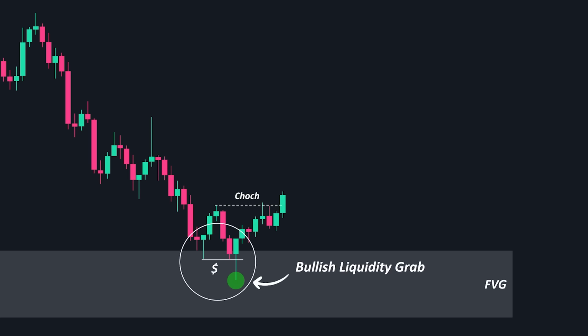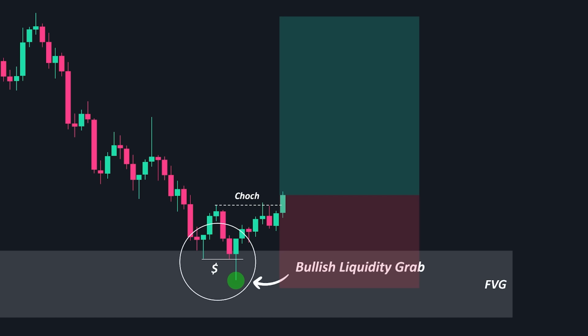Now let's open the trade. You can place your stop loss below the low of the liquidity grab, and your target can be the next important level on the higher time frame.